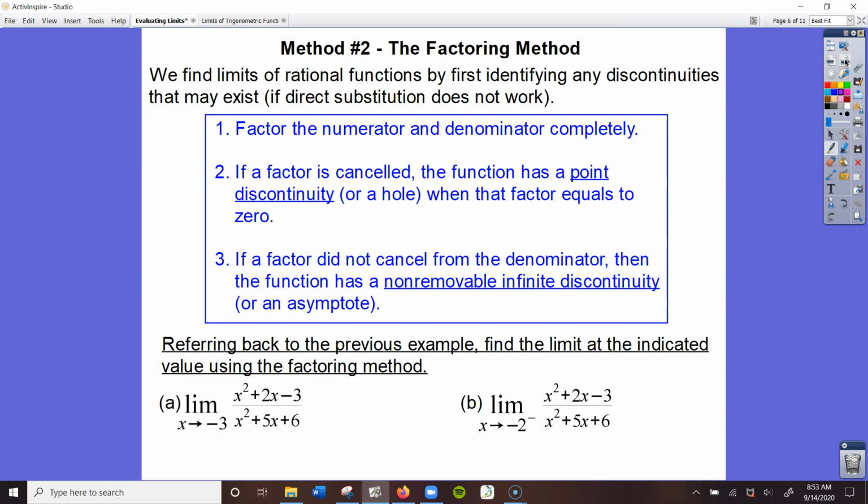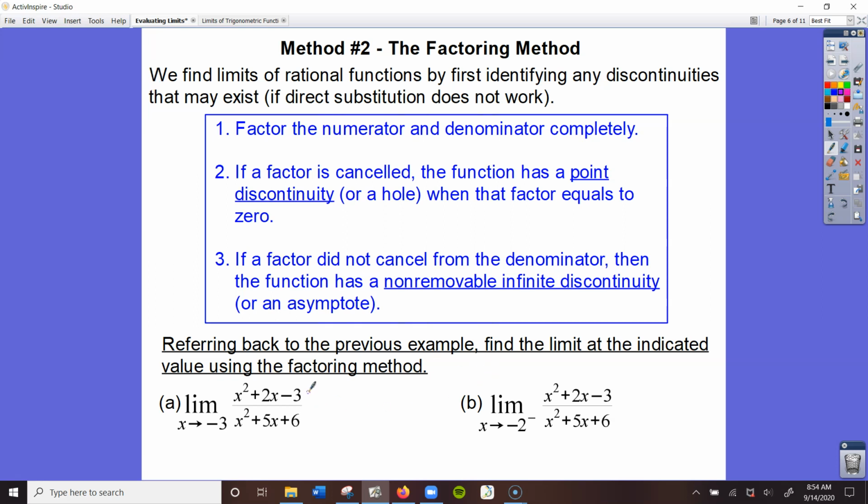Now, how do we get these limit values if we don't have a graph? That leads us to the second method, which is the factoring method. And this works when we have rational functions. Remember that rational functions is when you have a fraction. So I put here some steps for you to follow. The first step would be to factor the numerator and the denominator completely.